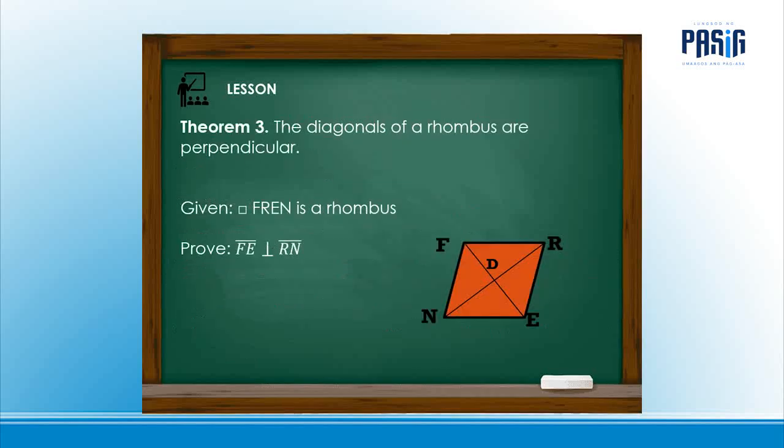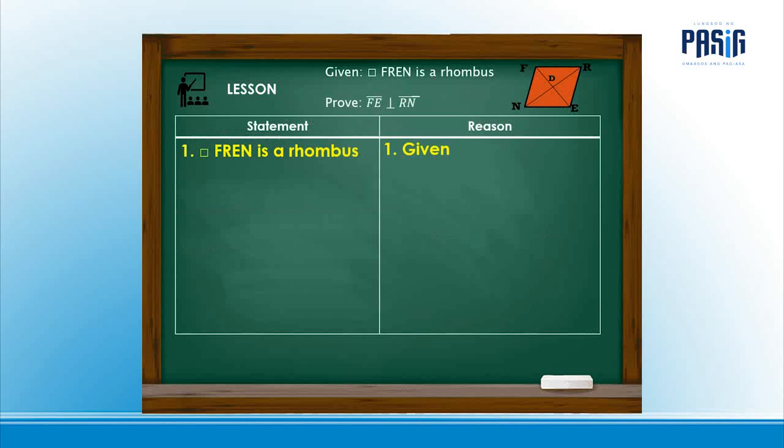Now, let us have theorem number 3. The diagonals of a rhombus are perpendicular. Given quadrilateral FREN is a rhombus, let us prove that diagonal FE is perpendicular to diagonal RN. So let us now have the proof. For the first statement, of course, quadrilateral FREN is a rhombus for the reason that it is given.